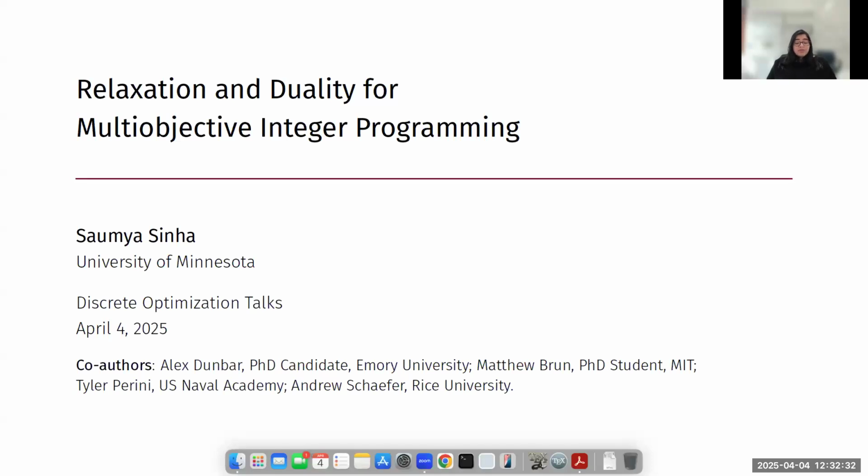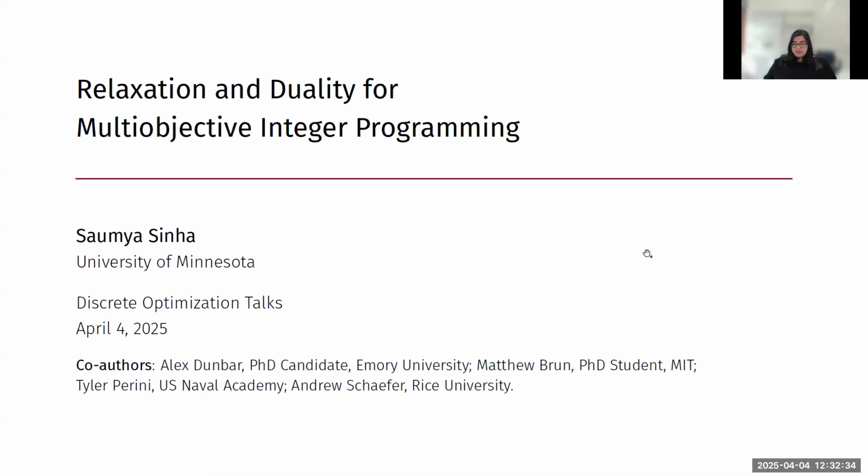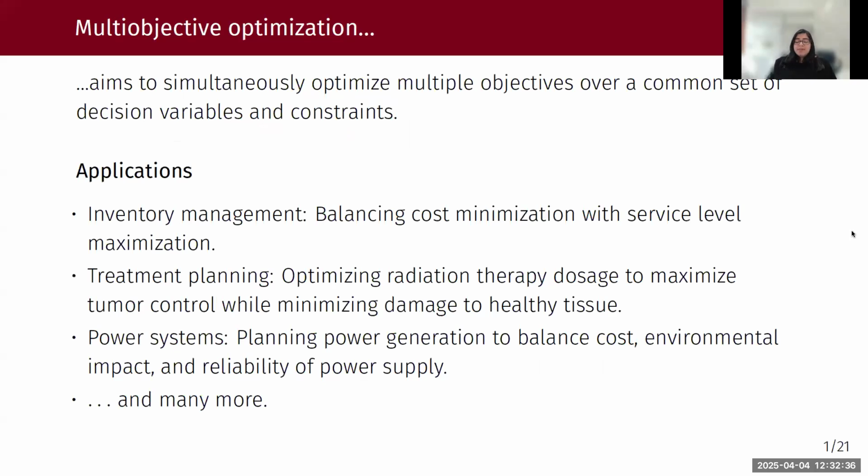Okay, so let's start with just what is multi-objective optimization? Where does it show up? As the name suggests, we are trying to simultaneously optimize multiple objectives over a common set of decision variables and constraints. It has applications in multiple domains, as you can imagine, wherever you may have different priorities that often conflict or compete with each other.